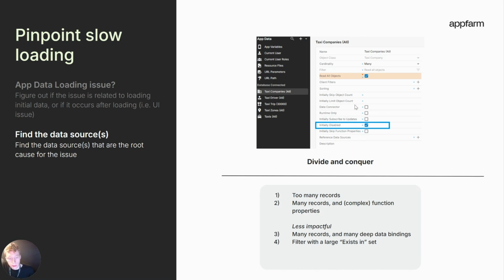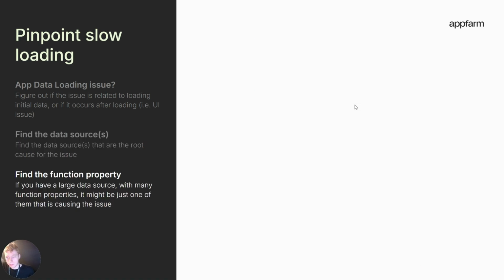Contributing factors to slow loading, as you can see from the list, too many records is the most problematic. If you're reading in huge amounts of data, then this will inevitably take a long time to load. It can also have an impact if there's a lot of records and function properties which are complex also need to be calculated for all of these records. Something that can have an impact but maybe less impactful is deep data bindings on these data sources, or exists in filtering, which causes filter dependencies.